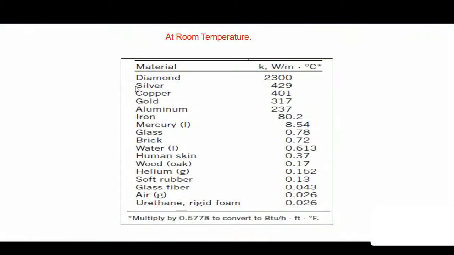And these are the values of the thermal conductivities of some different materials. I can see that at the top is diamond.